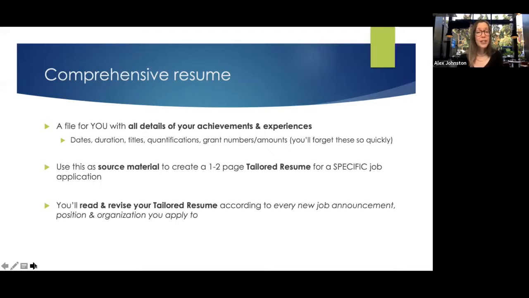Now, you will read and revise your tailored resume according to every new job announcement, position, and organization you apply to. So you may not completely rewrite that shorter version of your comprehensive resume. It may not be a complete revamp from the ground up, but you definitely want to invest some time in reading that tailored resume and checking the fit between that resume and the job announcement and the qualifications and responsibilities that you need to have in that position you're applying to. So that time invested will pay off. So reading and revising every resume before you turn it in as part of your job application is really necessary so that you can position yourself in the best possible way.